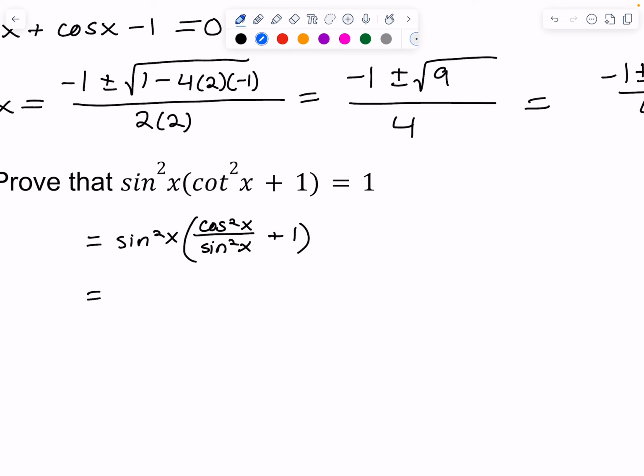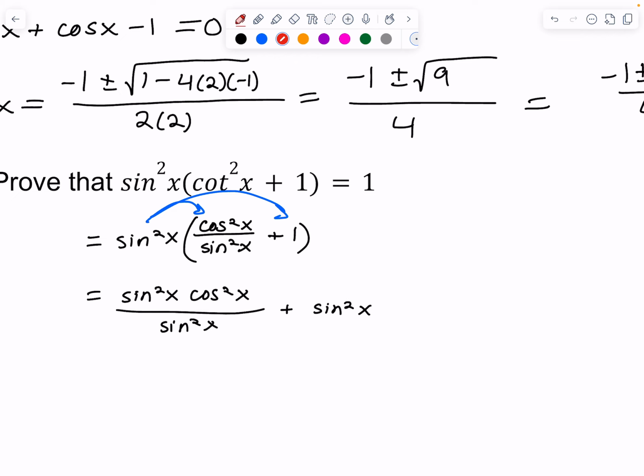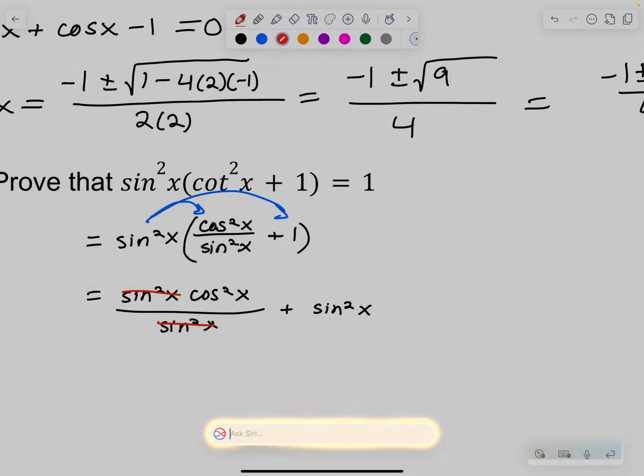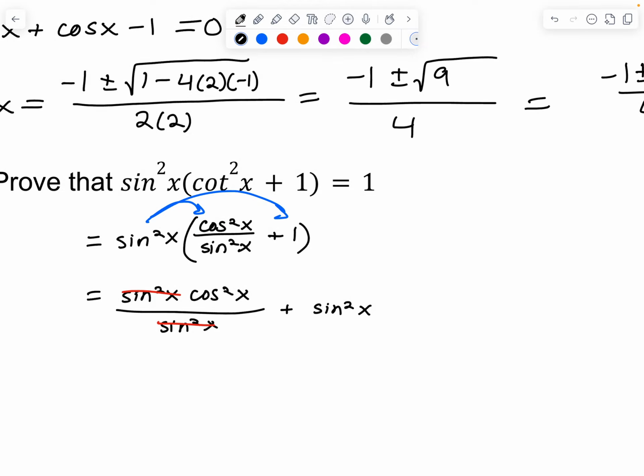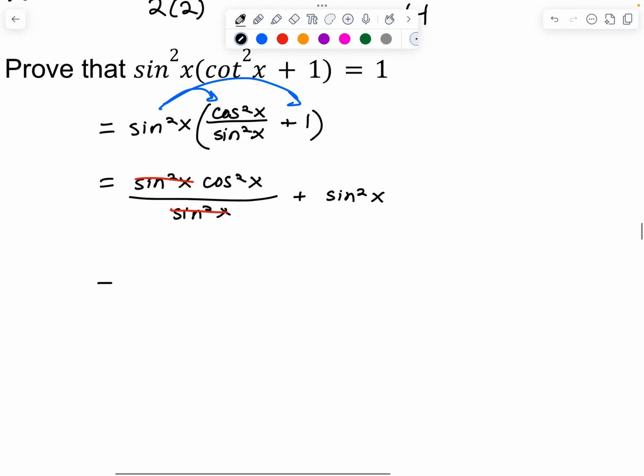Then after that, I'm going to distribute. So if I distribute, I get sine squared times cosine squared divided by sine squared, plus sine squared. And then because these are both multiplied, they will cancel. I'm going to end up with cosine squared plus sine squared, and that simplifies to be 1.